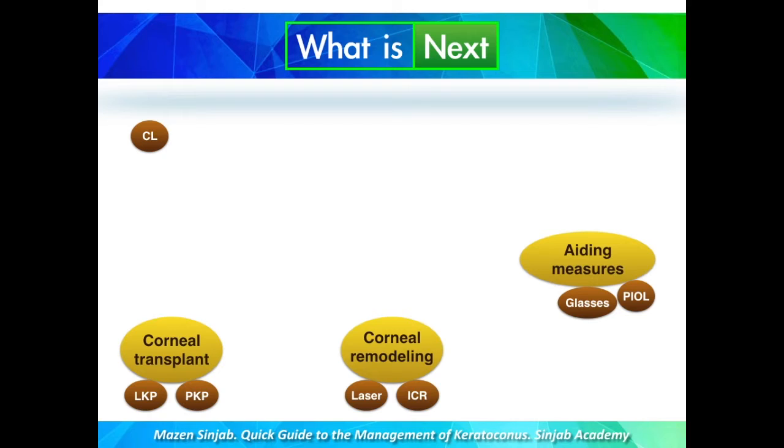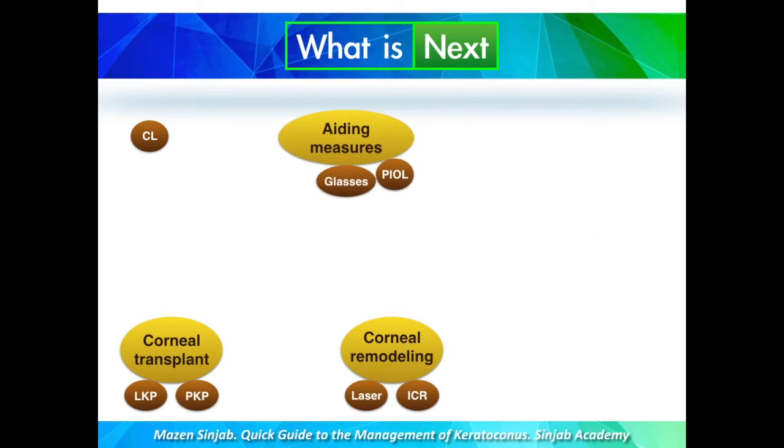Now, let us assume that the best option was for a patient to fit contact lenses. After that, we want to change or to switch to other aiding measures like glasses or phakic IOLs. So is it possible? Yes, of course, it can be possible. We can use glasses instead of contact lenses whenever vision is good, and we can go for phakic IOL whenever the refractive error is high enough to implant a phakic IOL.